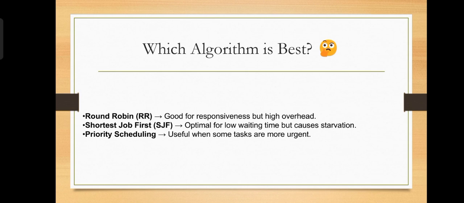And now let us see which algorithm is best. Here are the three: round robin, shortest job first, and priority scheduling. Round robin is good for response but has high overhead. Shortest job first is optimal for low waiting time but causes starvation. Priority scheduling is useful when some tasks are more urgent.